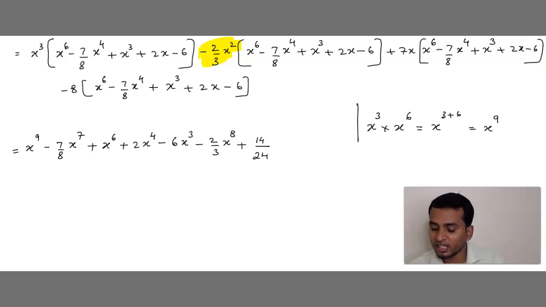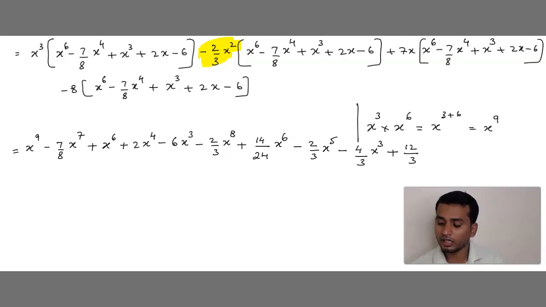x square into x power 4 is x to the power of 6. Minus into plus is minus. 2 by 3 x to the power of 3 plus 2 is 5. Minus into plus is minus. 2 2s are 4 by 3 as it is. x square into x is x to the power of 3. Minus into minus is plus. 2 6s are 12 by 3 x square. Again plus into plus is plus.